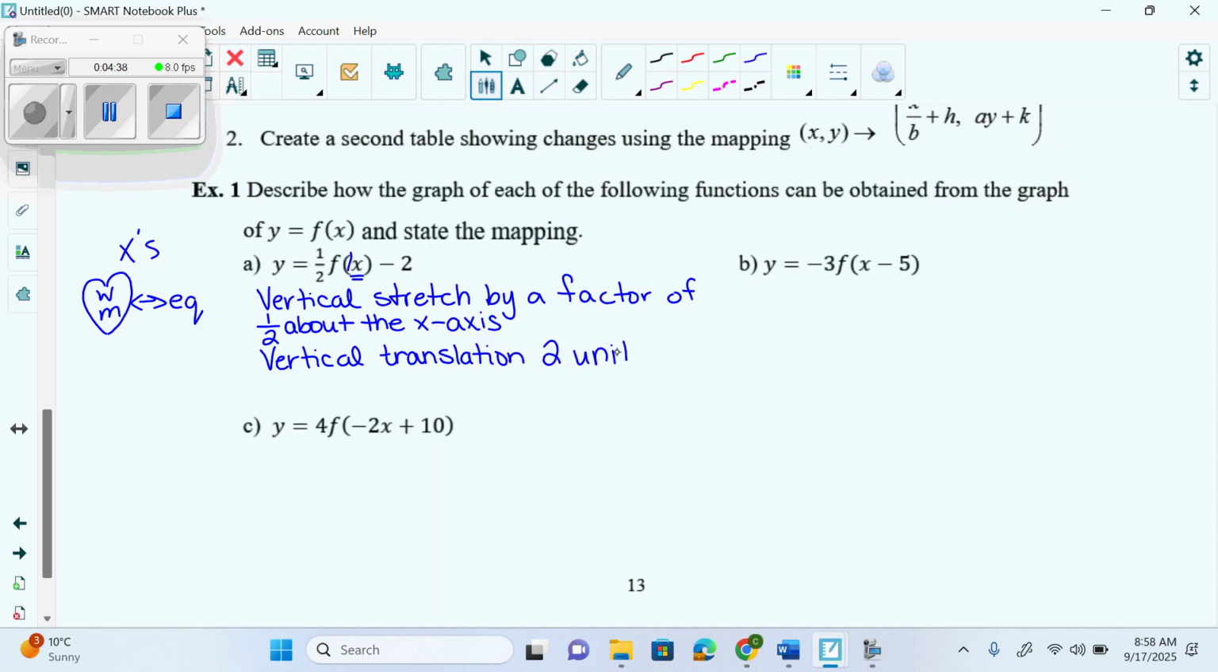Now what's awesome is it's half and -2. My mapping will be the same, a half y minus 2, right? Y's are awesome. So we get x, y becomes x, comma, 1/2 y, minus 2. Okay, we're going to discuss this. It's a side caveat. Ready? Because this is where people stink.